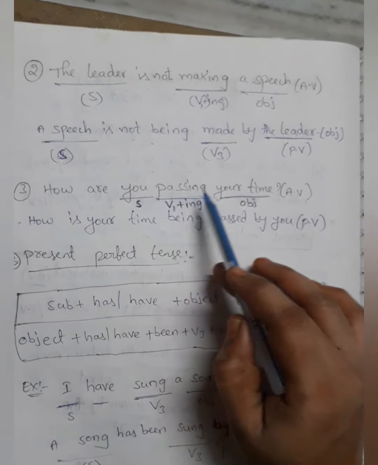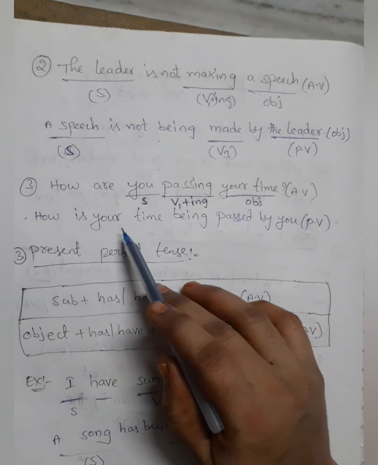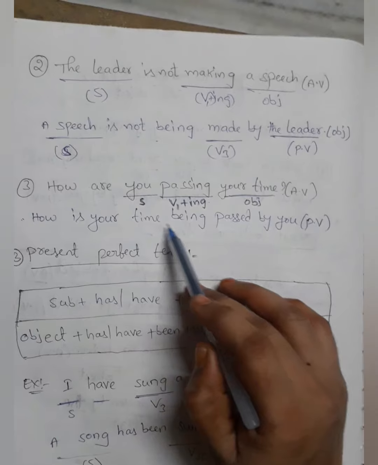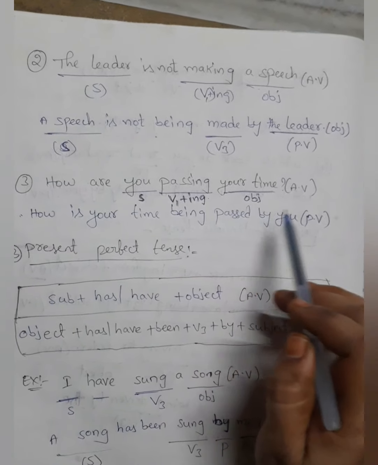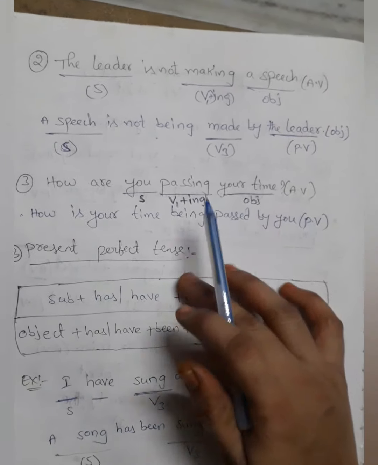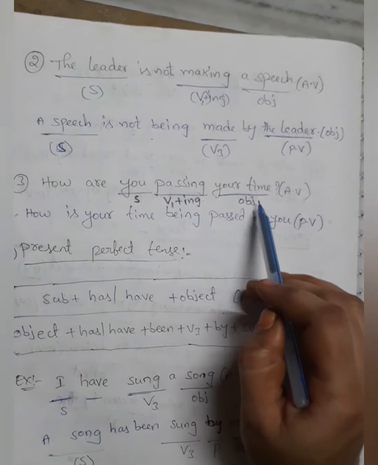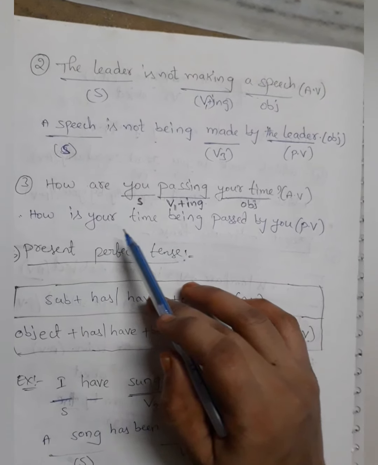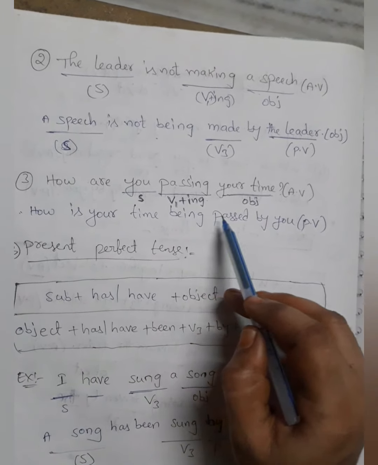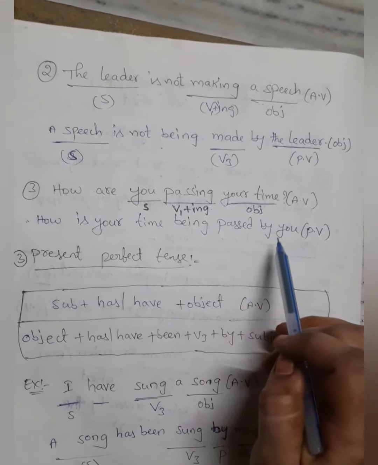How are you passing your time? It's an active voice. How is your time being passed by you? It's a passive voice. Here you use the subject, passing as V plus ing form. Your time is the object. Like, how is your time being passed by you? It's a passive voice. You becomes you.